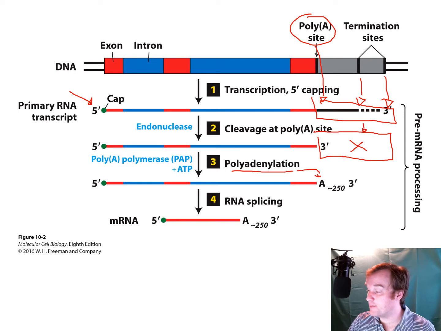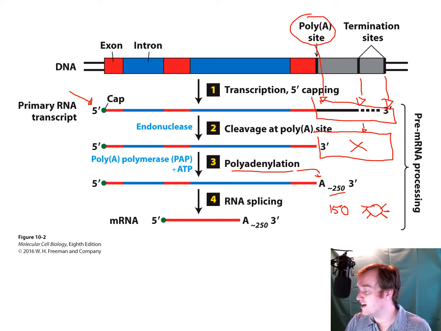Now, in mammals, that poly-A tail is about 250 amino acids. In insects, it's about 150. So here I'll draw a little bug so you know that's insects. You can tell this quarantine is starting to affect everybody here.